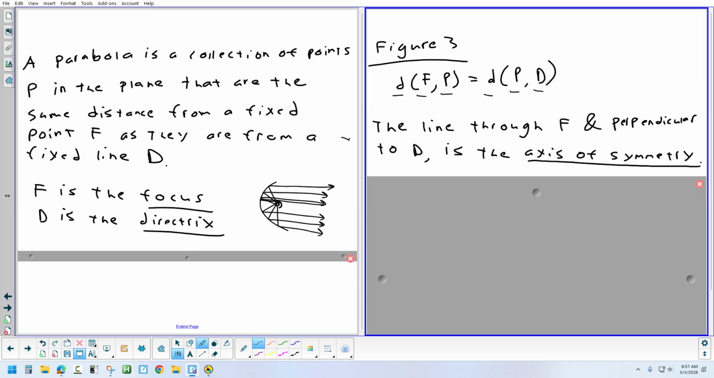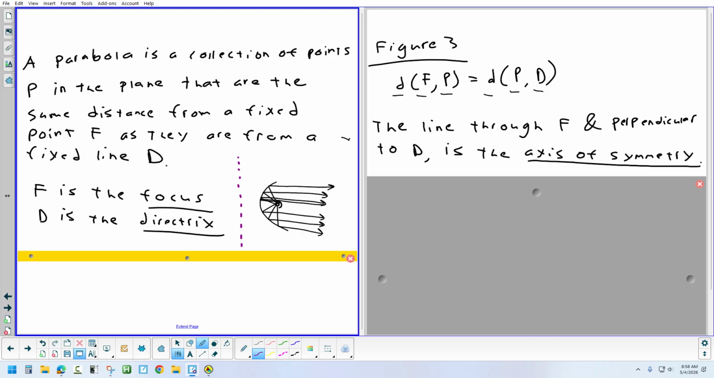Okay. Another important line that we talk about with parabolas is the axis of symmetry. So the axis of symmetry formally is defined as a line through the focus and perpendicular to the directrix. So if I take my headlight or satellite dish, however you want to look at it, the directrix should be over here. And if I drew this properly, the distance from here to here should be exactly the same as there to there.